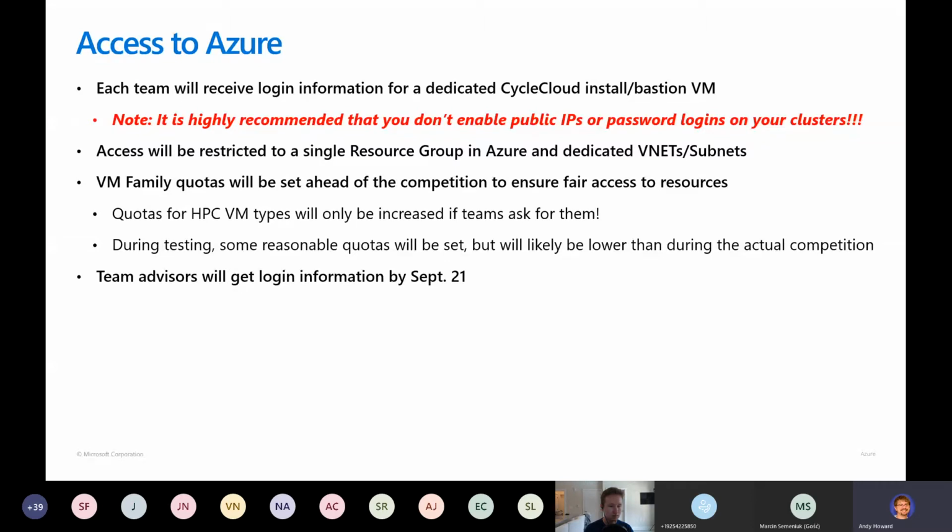One thing I did want to highlight: after you get some testing time, we're asking that teams actually propose what their cloud architecture will look like, in terms of the VM types that they want access to and the scale that they need. During testing, we're going to set some reasonable quotas so that everybody has access to a little bit of everything, but those quotas will be lower than during the actual competition. We'll try and address that as much as possible. As far as when you'll get access, my goal is to have all of this set up and have at least the advisors have access login information by September 21st.